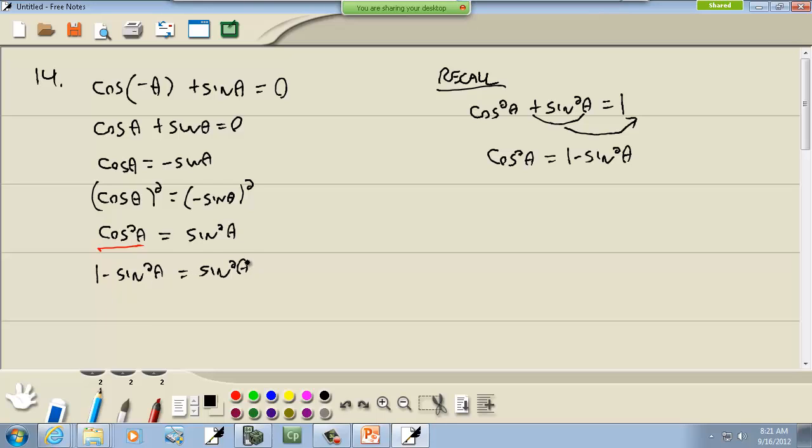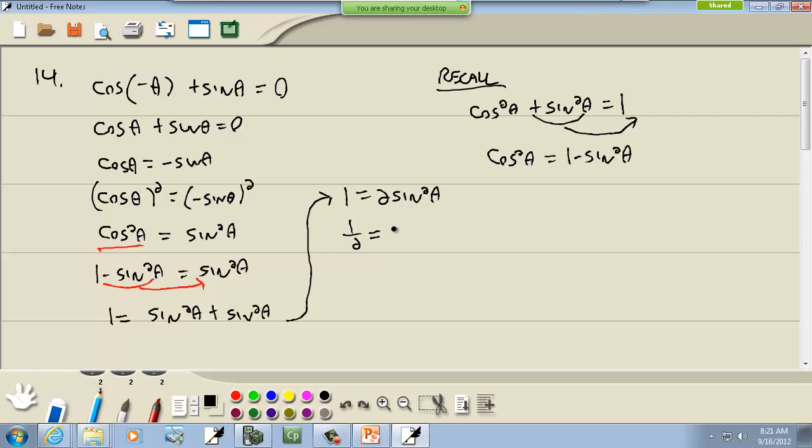Like that. Okay, so we want to get all the trig functions on one side. So I'll take this over here. And that gives us 1 equals sine squared theta plus sine squared theta, which gives us 2 sine squared theta. Divide both sides by 2, we get 1/2 is equal to sine squared.